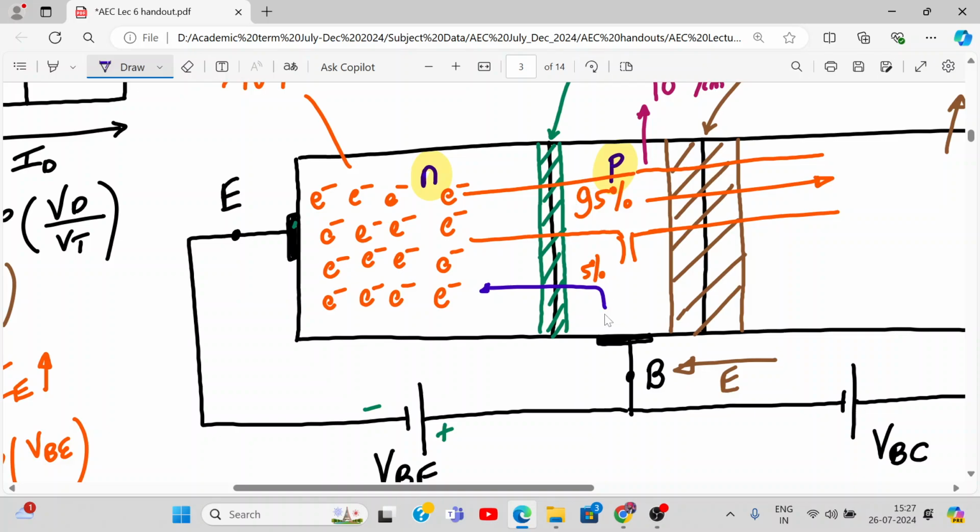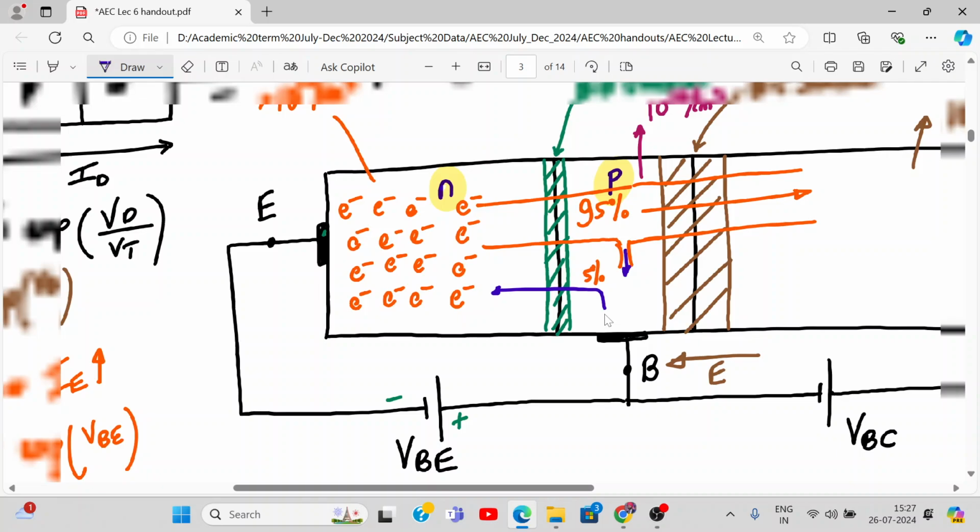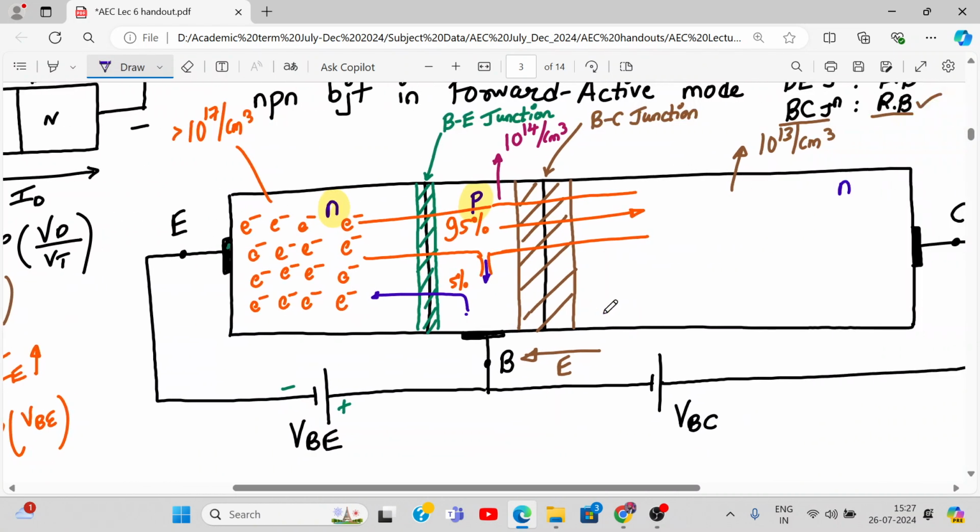So base current is actually two factors. One is electrons which are recombining with the holes in the base, and second, holes diffusing back to the emitter. So these two factors will contribute to the base current. Okay, holes diffusing back to the emitter, or the electrons recombining with the holes in the base region. I'll show you the more clear picture of it. If you want to draw this, you can draw this right now.